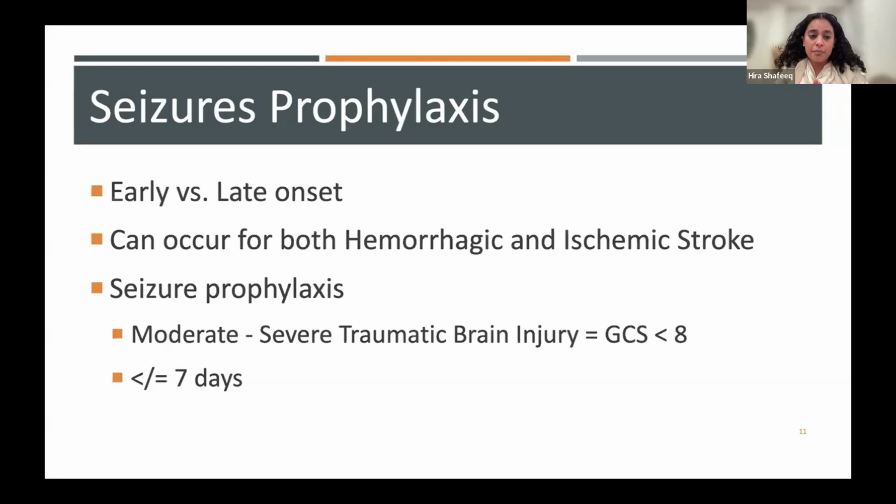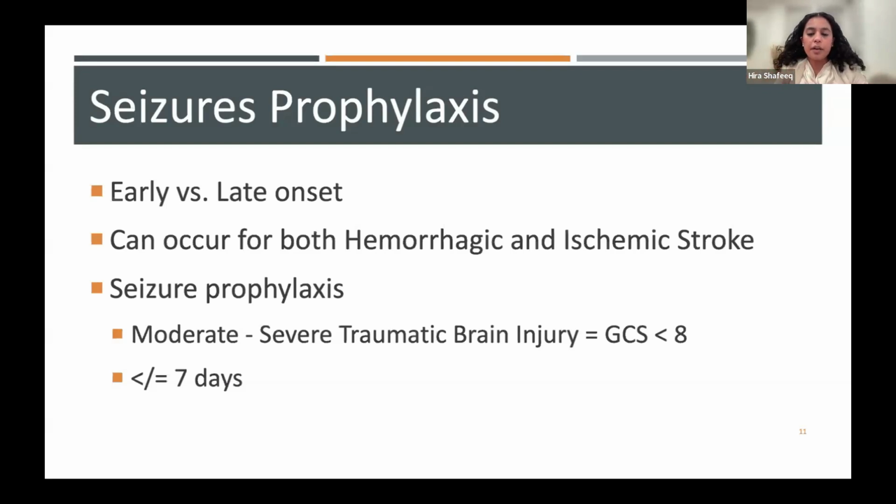Really, at this time, seizure prophylaxis is only recommended in patients with moderate to severe traumatic brain injury. And that's defined by GCS, the Glasgow Coma Scale, which is a scale used to check how awake a patient is on presentation. And this can be found in any of the ICU flow sheets.